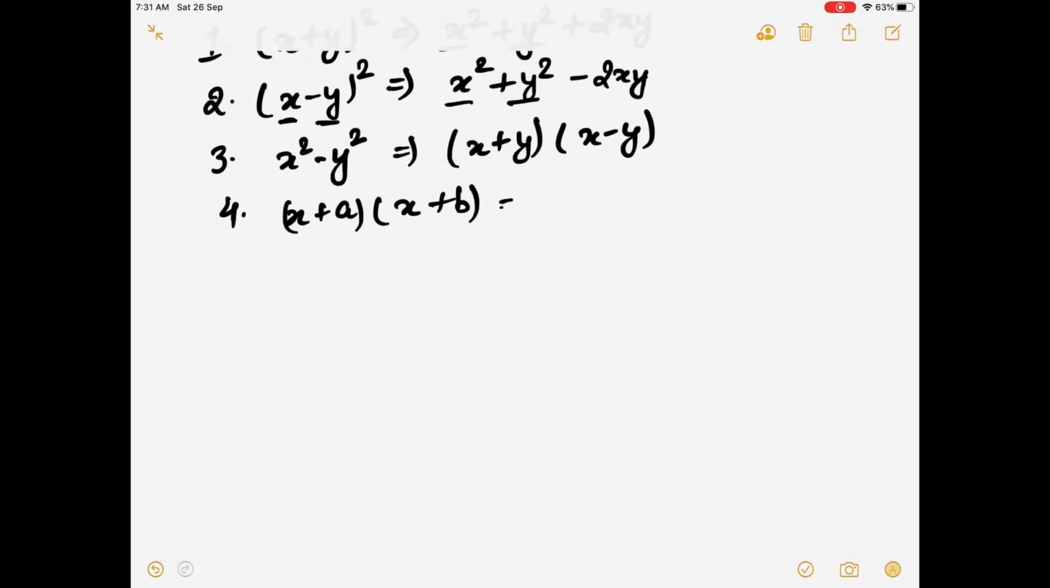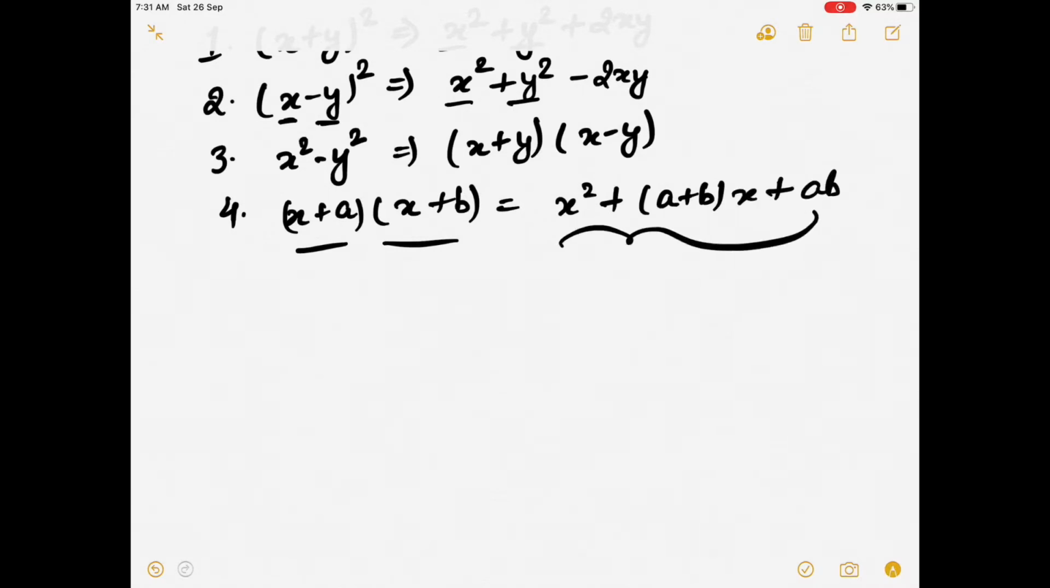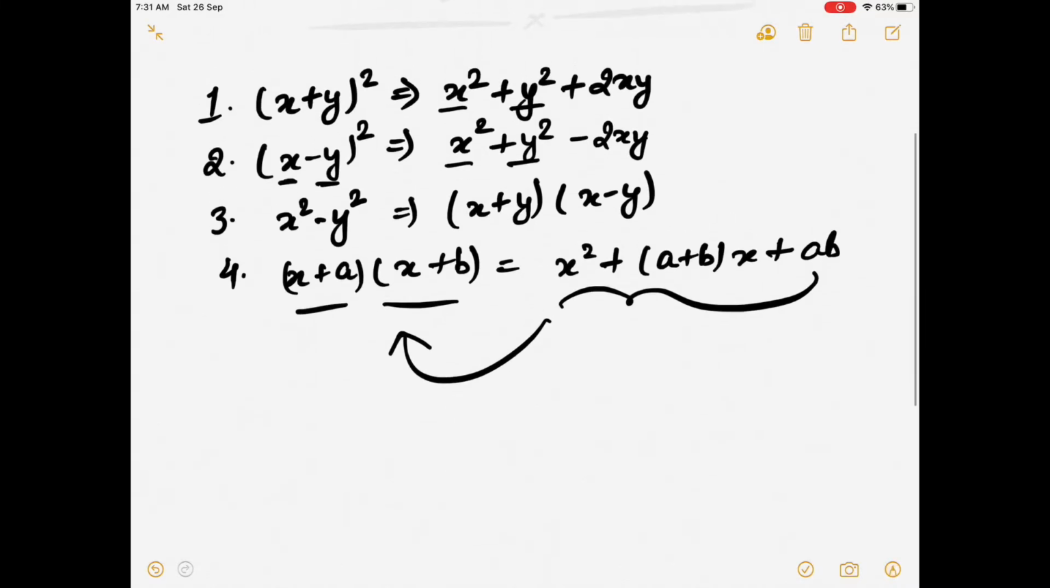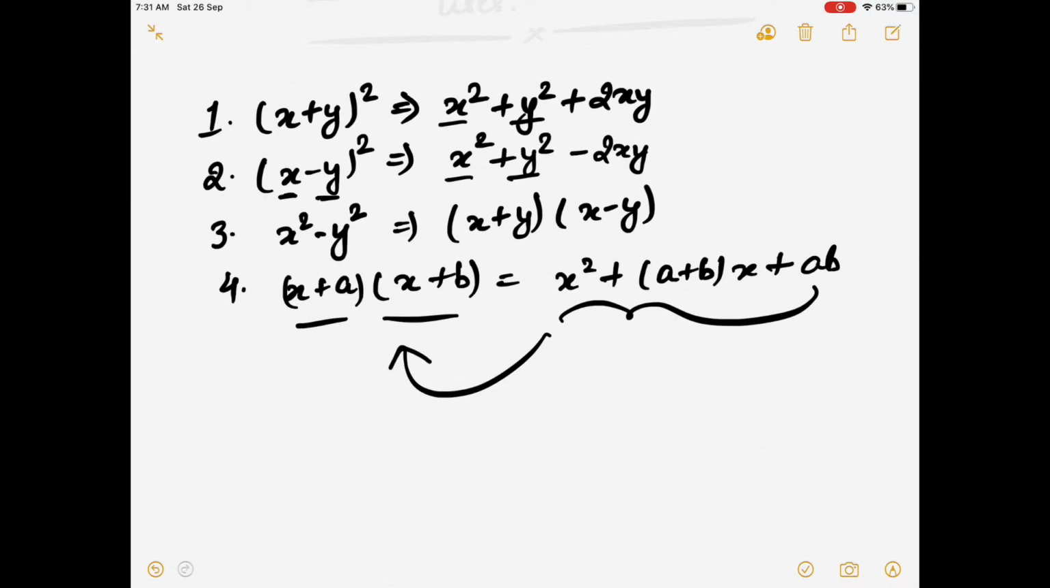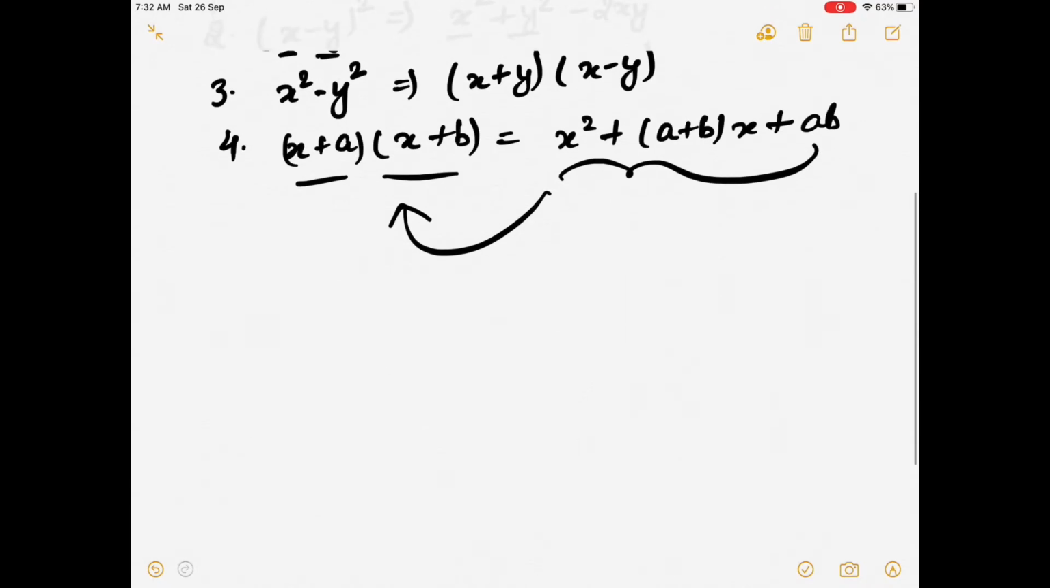When we combine these two parts, (x plus a) into (x plus b), we are going to have x square plus (a plus b) into x plus ab. It looks like a quadratic equation, right? But when we factorize it, it comes out to be (x plus a) into (x plus b). So these are the four identities which we have to remember while solving questions so as to make our calculations easier. Now let's understand these identities with the help of examples.